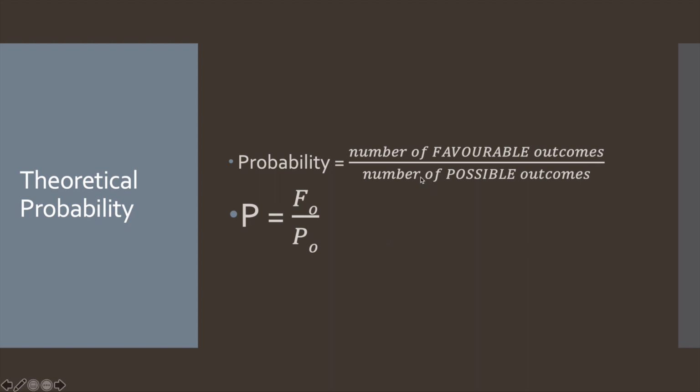Theoretical probability can be summed up with a formula. So it's the idea of the number of favorable outcomes, so the outcomes that you want, over the number of possible outcomes that there are available to you in any experiment. So we can also simplify it by P equals FO over PO.